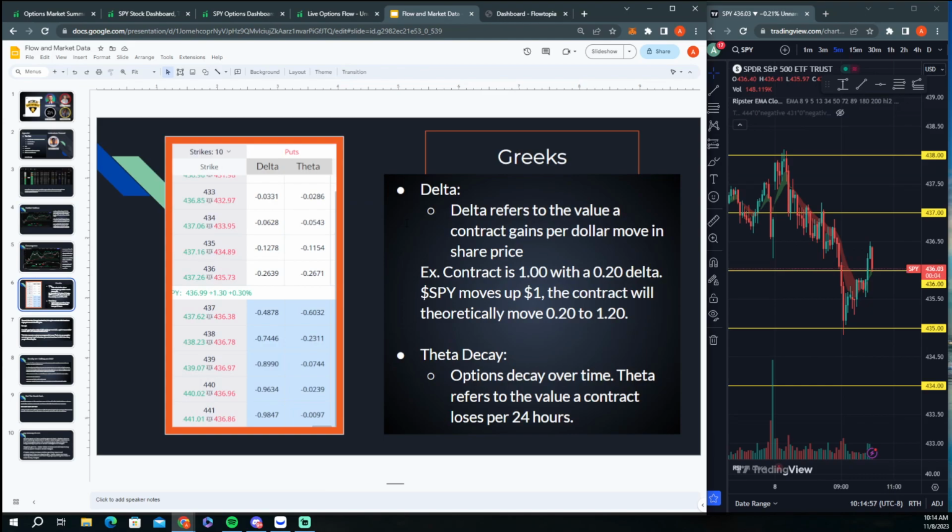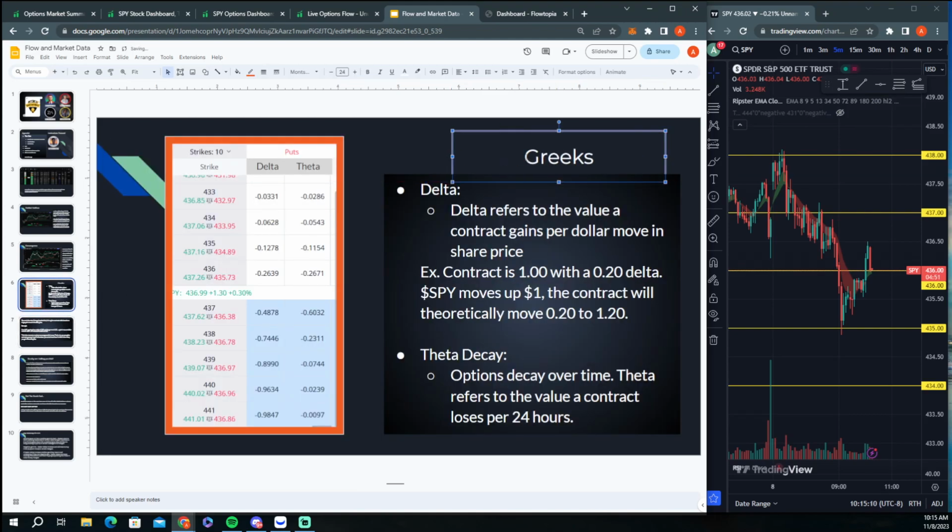Okay, moving on here. So this is a slide from Zinc. Thank you, Zinc. I don't know if you're in here, but I actually copied this exact slide from Zinc's lesson yesterday. And I just went off of that because it's really important that you guys understand the Greeks on option contracts before I move on to gamma.